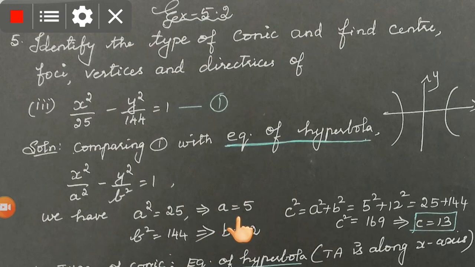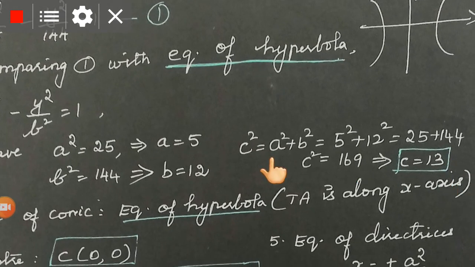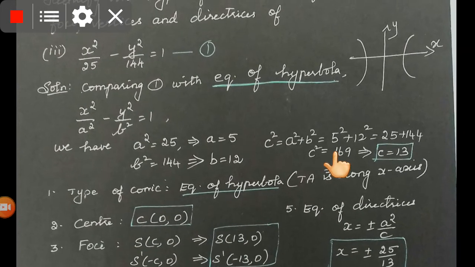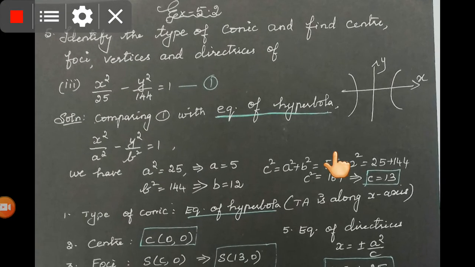Therefore, what is the value of a? It is 5. b square is 144, so the value of b is 12. And in the hyperbola, what is the formula that relates c, a and b? c square is equal to a square plus b square. What is the value of a square? 25. And what is the value of b square? 144. So 25 plus 144 is 169. Therefore, the value of c square is 169. So, what is the value of c? 13.